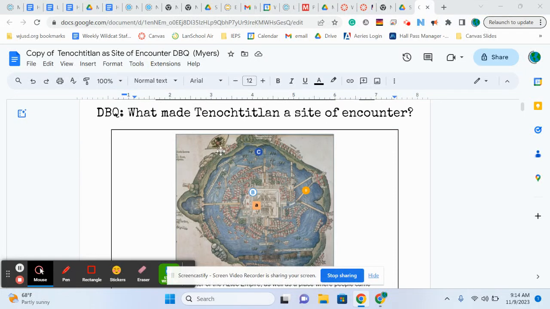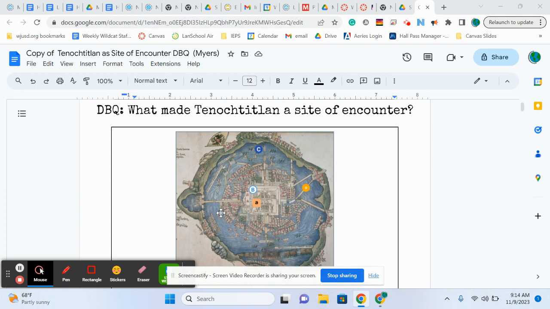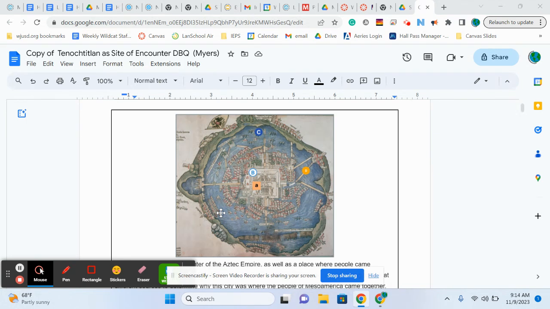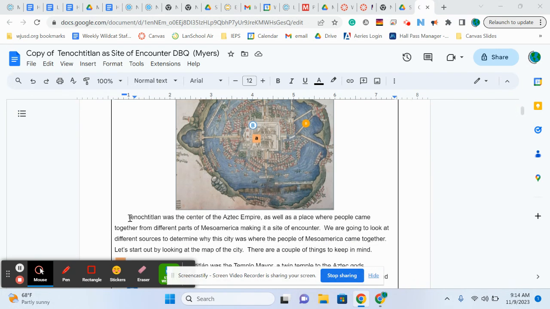So we're going to be looking at this map right here, and we're going to use this map, this drawing of the city of Tenochtitlan, to answer some questions. But we've got some context that we're going to start with.